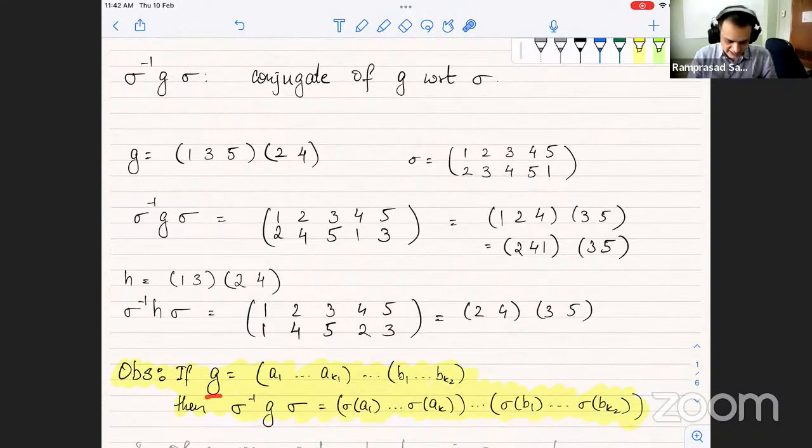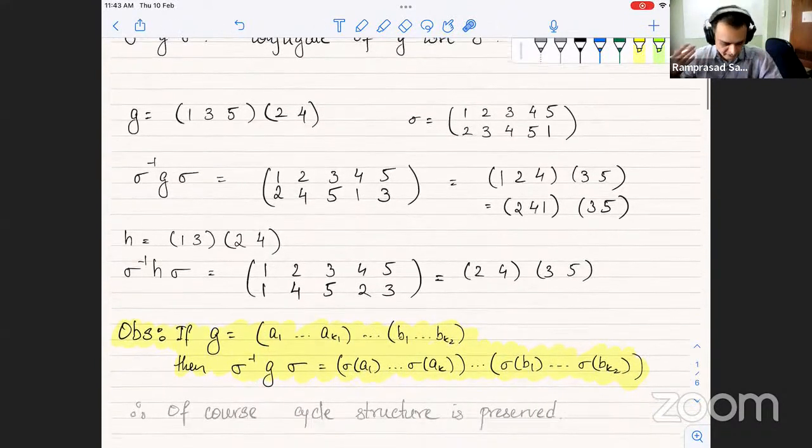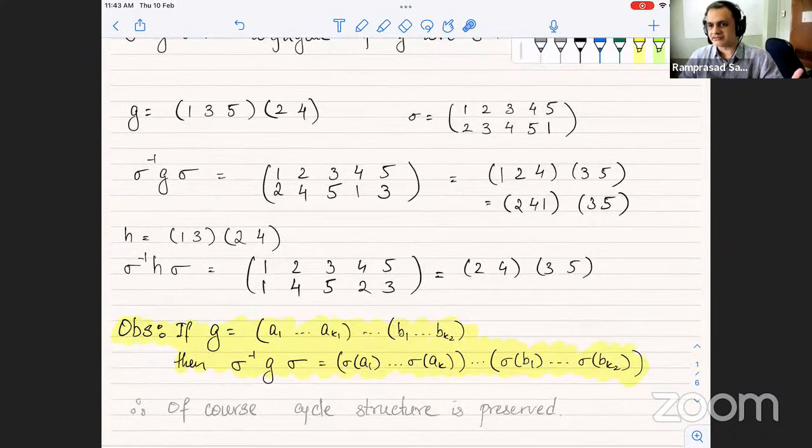It says if G has this particular cycle structure, that is, I'm just writing it as A1 to AK1, B1 through BK1. I don't know how else to write this nicely, but you sort of understand what this means. And then the conjugate is basically you literally just relabeling every coordinate. Okay. So an obvious consequence is that, of course, the cycle structure is preserved. I mean, the above observation is saying a lot more than just saying the cycle structure is preserved. It's telling you precisely what the cycle structure is going to be, I mean, precisely what the cycles are going to be.